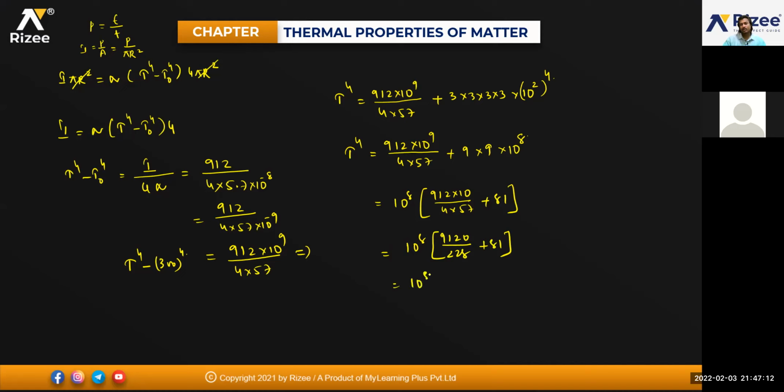This is 10 to the power of 8 into 40 plus 81. So this is 10 to the power of 8 into 120. This is T to the power of 4. Okay. So T to the power of 4 is equal to 121 into 10 to the power of 8.